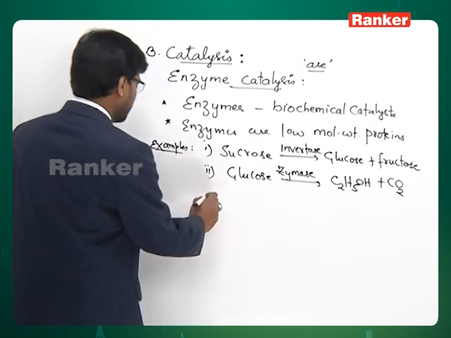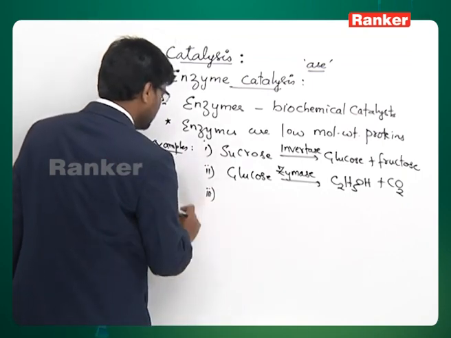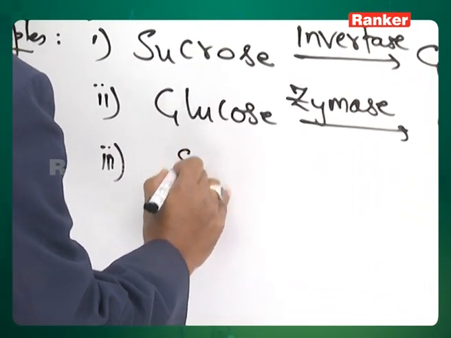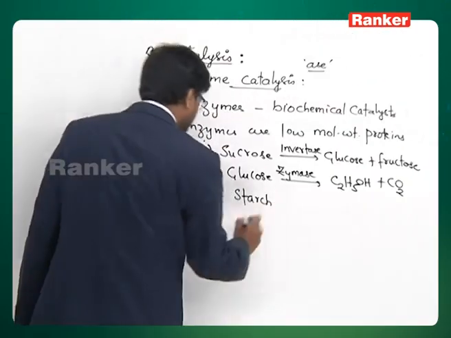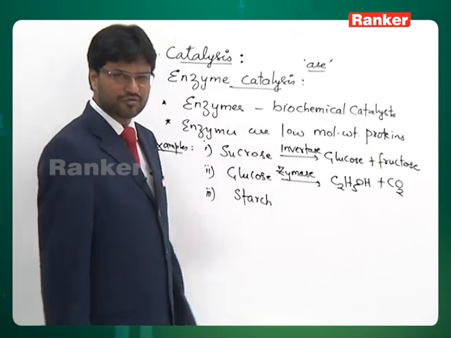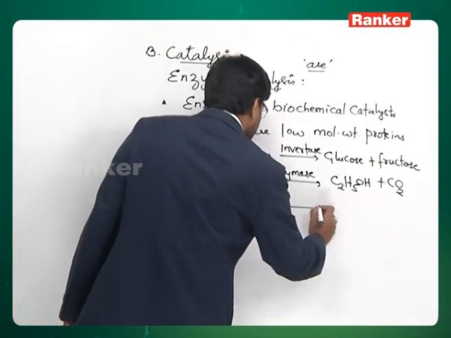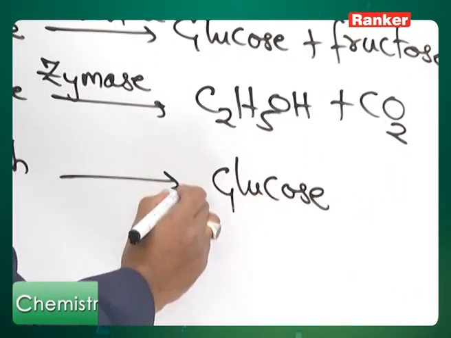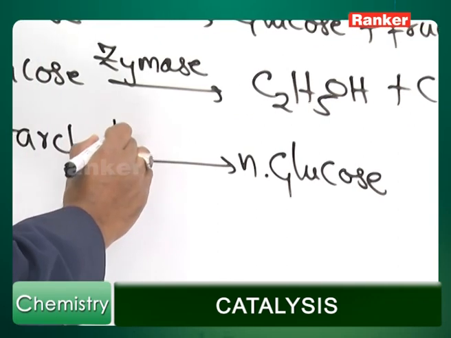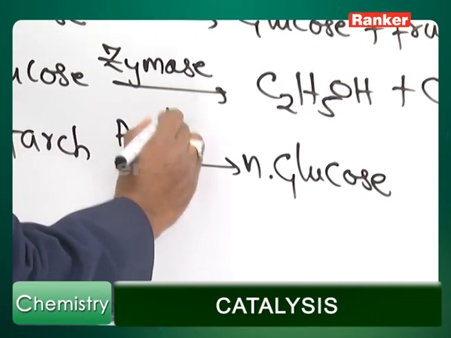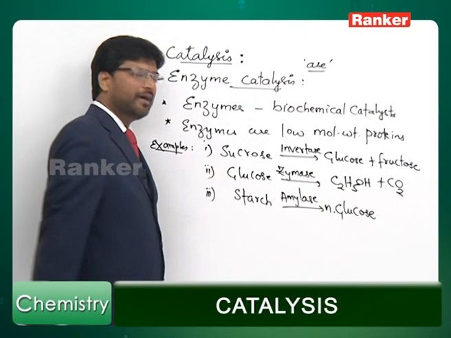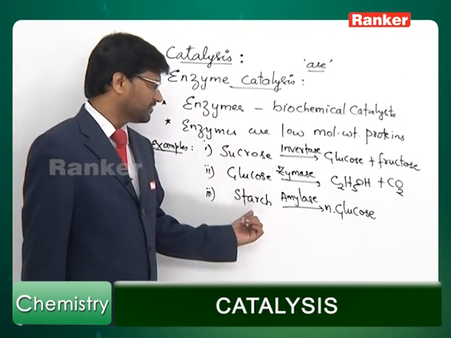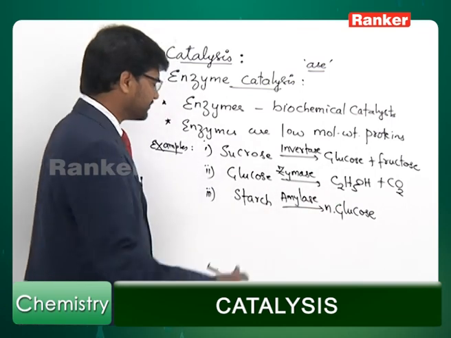Okay. Now look at another example. Number 3. Starch. You know, starch is a polysaccharide made up of a large number of glucose units. Starch is broken down into n number of glucose units, and the enzyme responsible for this is amylase. Amylase is an enzyme which catalyzes the breakdown of starch into glucose.